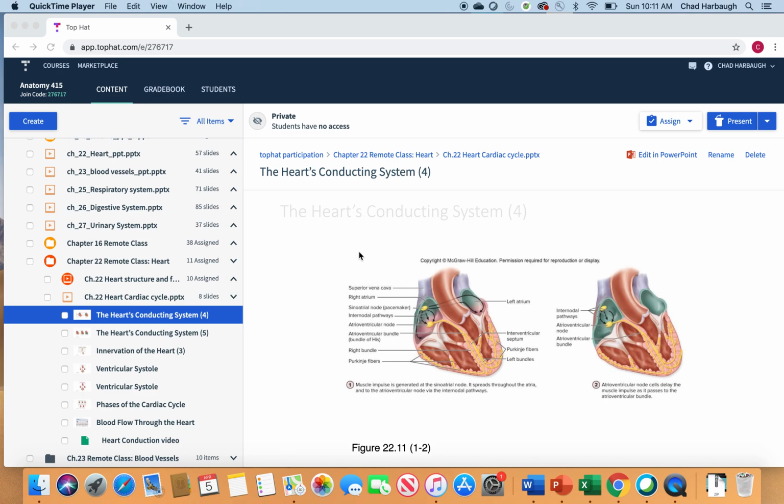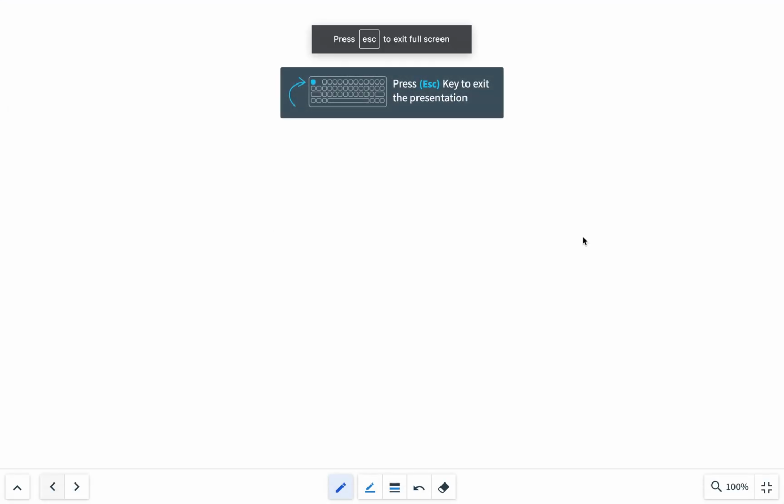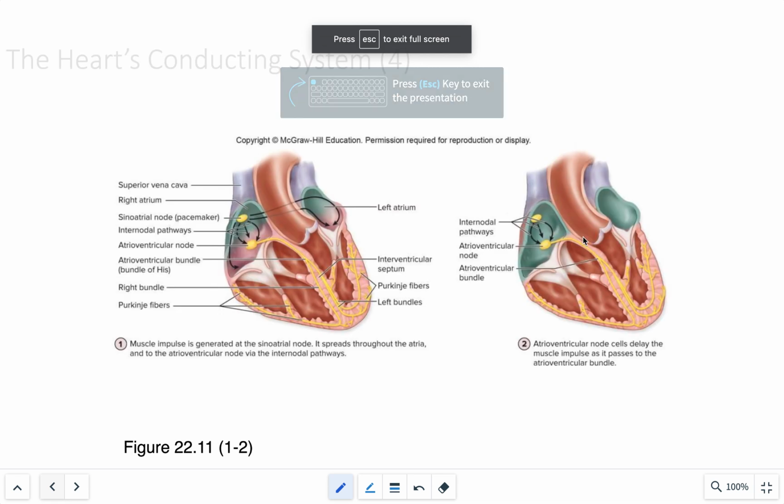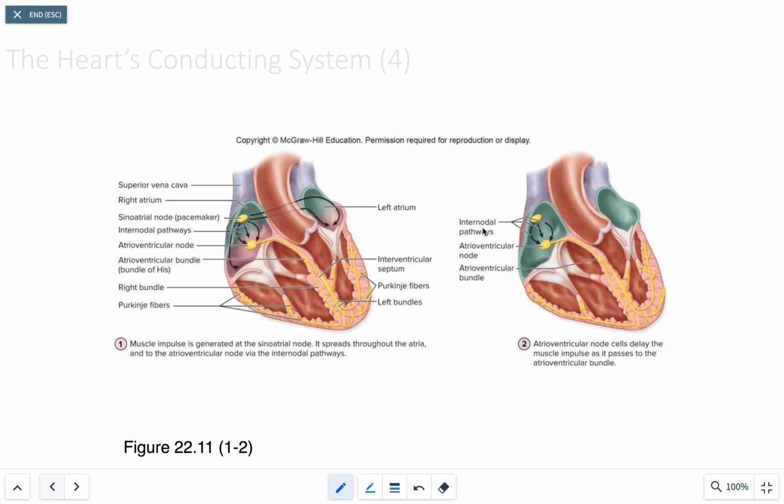Today's lecture will be on the heart's conduction system and its cardiac cycle. When we're looking at the heart conduction system, we have to remember that it is an autorhythmicity system, which means that it's responsible for initiating its own heartbeat.